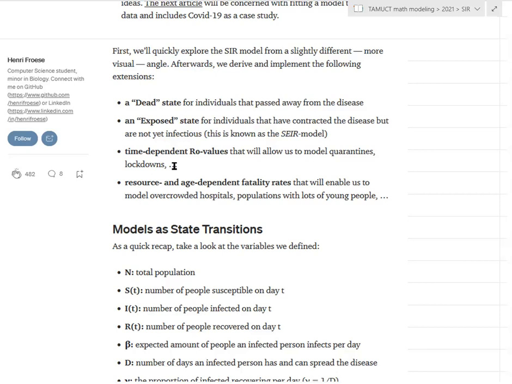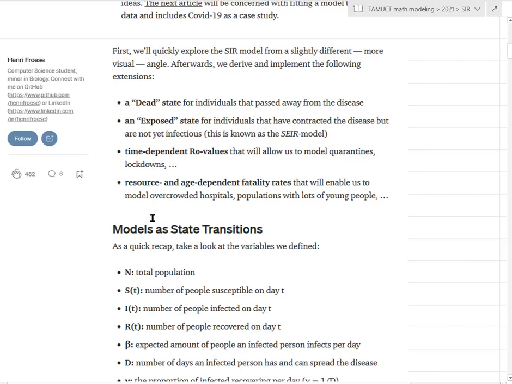As you know, if you have a quarantine, then people are less likely to spread the disease, or if you have a lockdown, so that will change the infection rate. It's by changing the number of contacts. Then we have resource and age-dependent fatality rates. So since we're introducing a dead state, we'll have a rate of fatality.